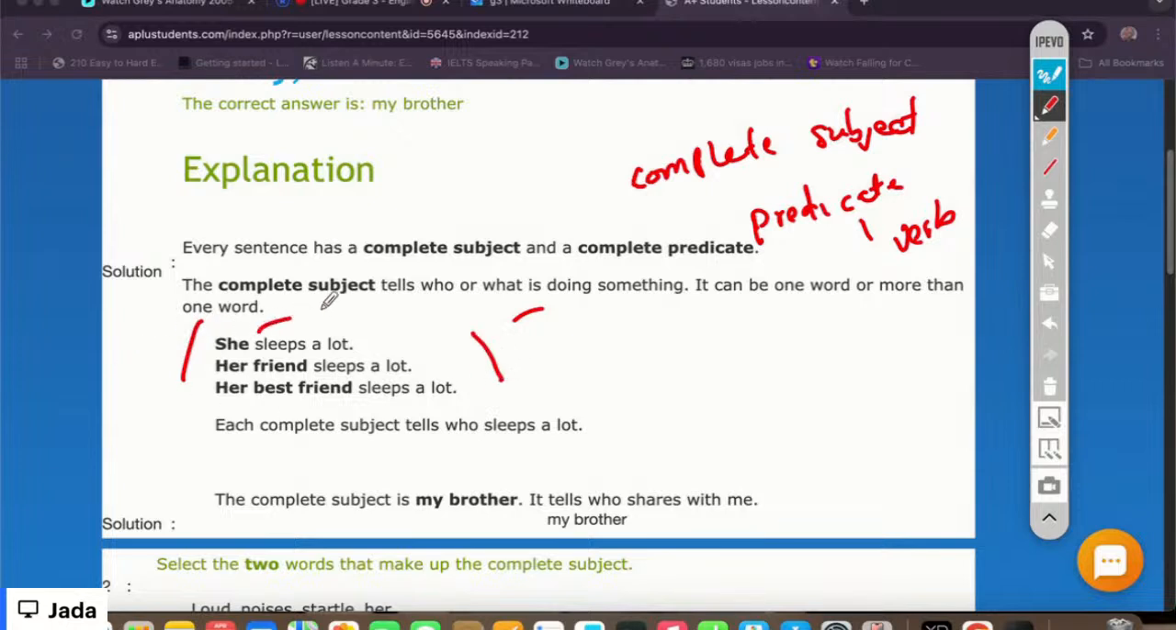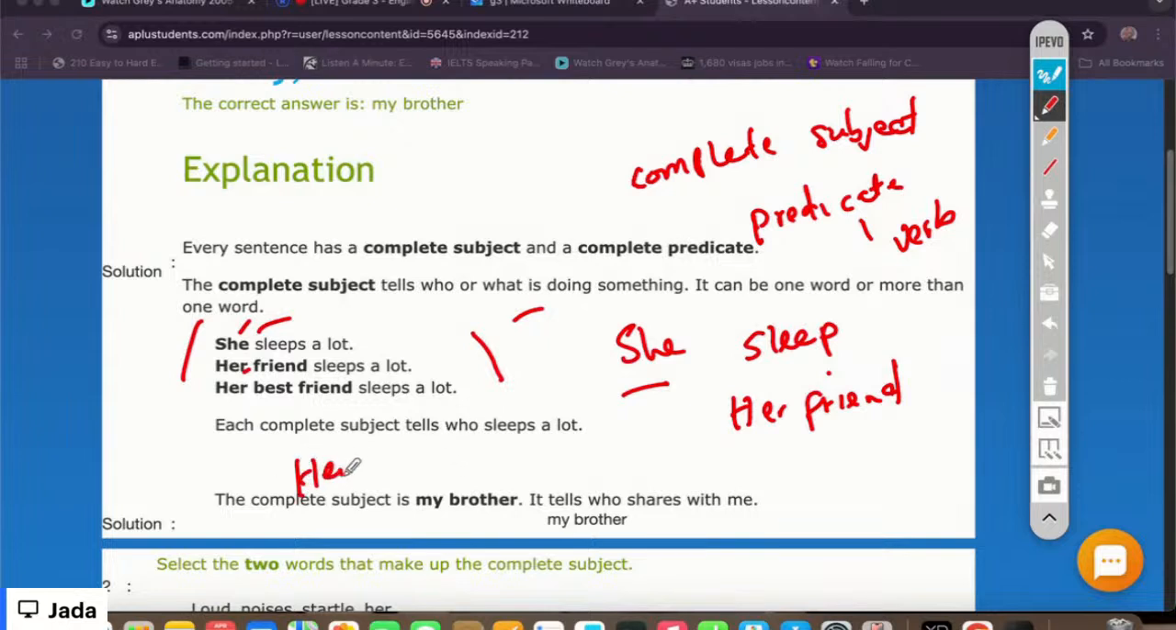We have, she sleeps a lot. Now, she here is the subject. That is who is sleeping and who is doing the action in the sentence. If you're asking what the action is, it is sleeps. That's literally the predicate. It could be one word or more than one. The next one we have is her friend. This is two words, right? This is also the subject because it's telling us her friend sleeps a lot. So her friend here is the subject.